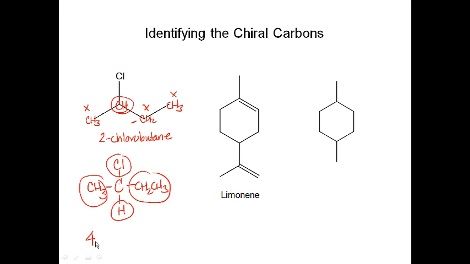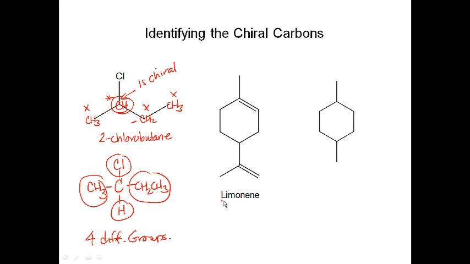It has 4 different groups attached to it, and so therefore, that carbon is a chiral carbon. And usually we put an asterisk next to chiral carbons. Okay, so we're not just going to look at what atoms or what groups are directly attached to the carbon. We're going to look at the whole group. So methyl is different than ethyl, different than chlorine, different than hydrogen. Chiral carbon. Okay. Can you go through limonene?